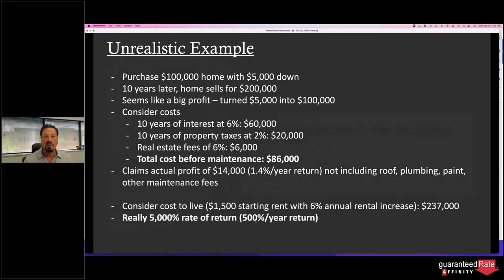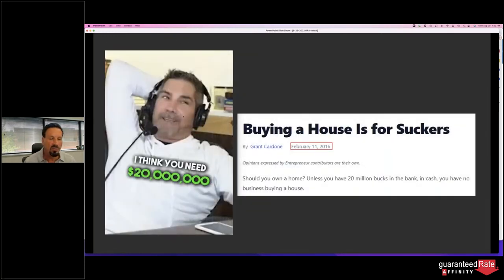And if we were to go back a little bit, I said Grant Cardone crawled out from under a rock about real estate, because 6 years ago, he was out there screaming and yelling and wanting to sell tickets to his event, saying that buying a house is for suckers. He said, should you own a home? Unless you have 20 million bucks in the bank in cash, you have no business buying a house.